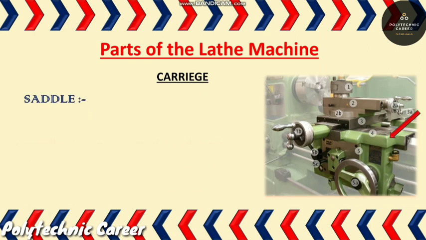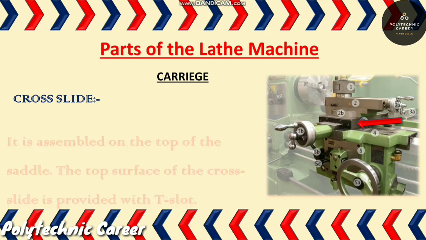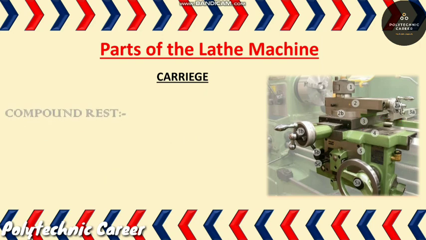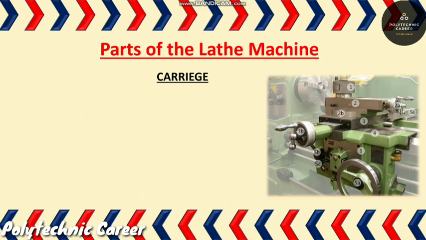Saddle. Generally, it is made up of H-shaped casting and it has a V-guide and a flat guide for mounting it on the lathe bed guide way. Cross slide. It is assembled on the top of the saddle. The top surface of the cross slide is provided with a T-slot. Compound rest. It supports the tool post and cutting tool in its various positions. It can be swiveled to any desired position in the horizontal plane. It is necessary for turning angles and boring short tapers.